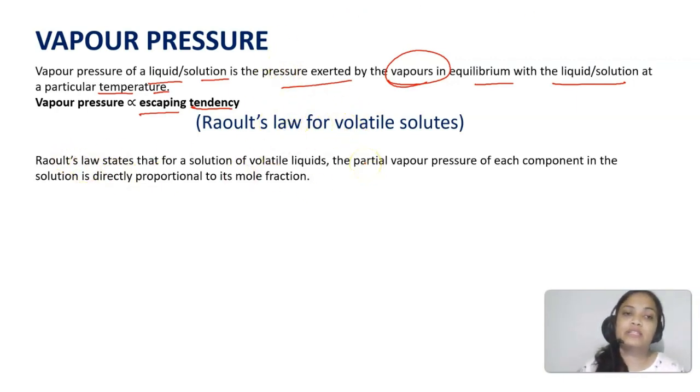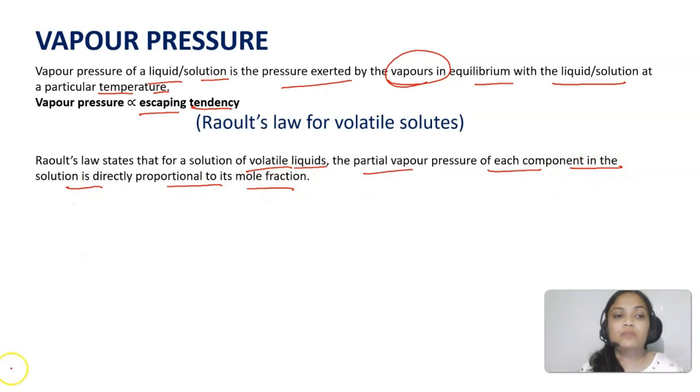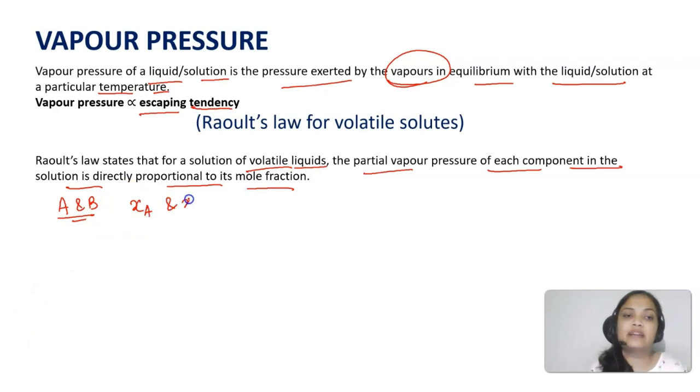Now Raoult's law states that for a solution of volatile liquids, let's say two volatile liquids, the partial vapor pressure of each component in the solution is directly proportional to its mole fraction. Let's say I have two components A and B with mole fractions XA and XB, and the partial vapor pressure of A is PA and of B is PB. According to Raoult's law, PA is directly proportional to XA, the mole fraction. If I remove the proportionality sign, I get P naught A XA.